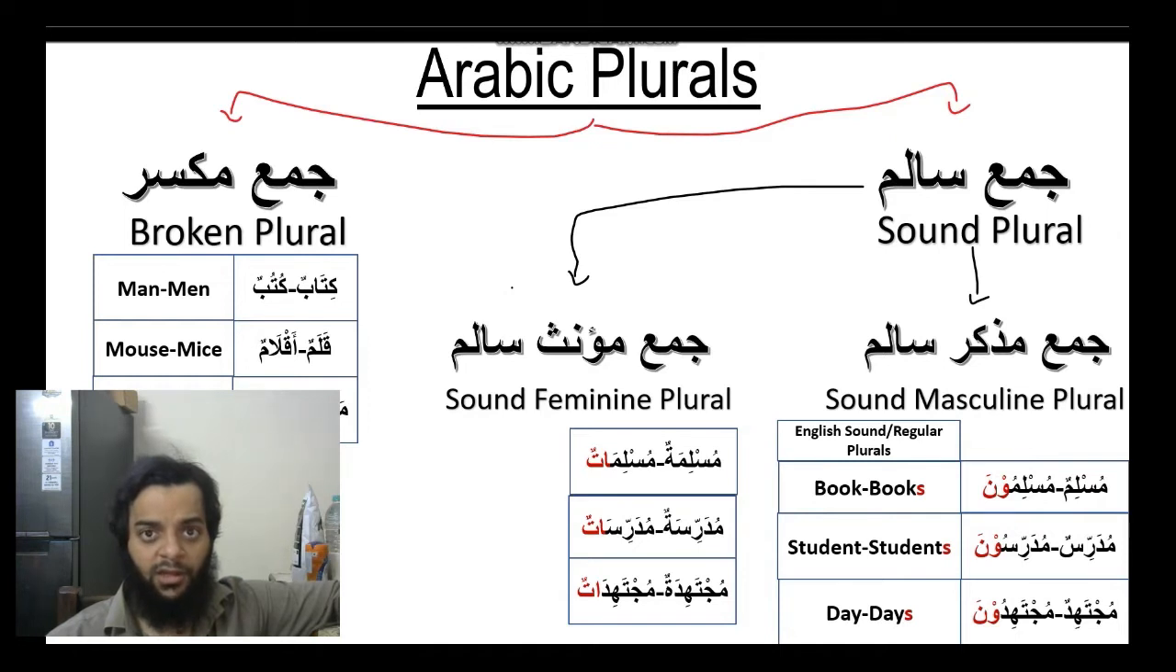As for Jama Muannas Salim, as I told you earlier, the original form is there, you just add alif and long ta. By the original form, I am talking about these four letters. This ta is basically a sign of the feminine. You can see mim has dhamma, sin has sukun, lam has kasra, mim has fatha. This ta is basically the ta of the feminine. You just added alif and ta: Muslimatun, mudarrisatun, mushtahidatun. Female Muslims, female teachers and hardworking women.